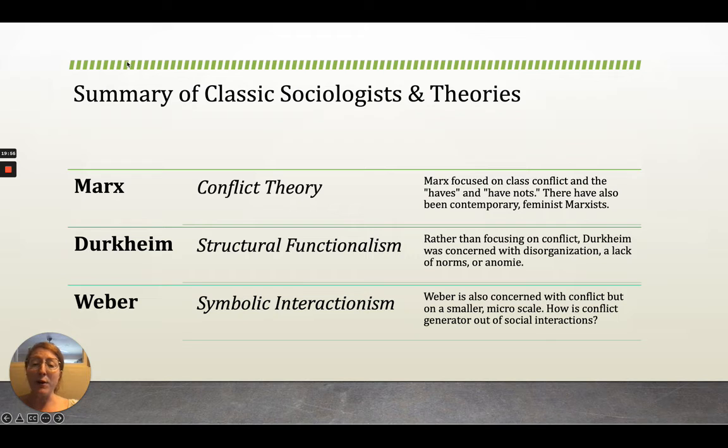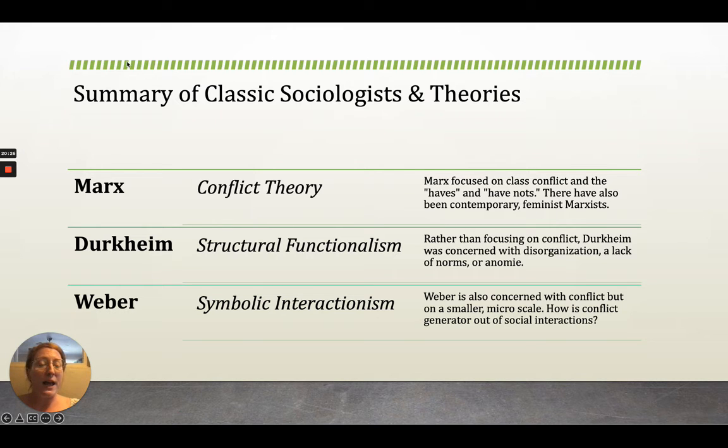And then finally, Weber is associated with symbolic interactionism. So he's also concerned with conflict, but on a smaller micro scale. Rather than looking at these big social institutions, he's looking at how conflict is generated out of social interactions. So individual experiences people have in their everyday lives with each other. And then again, this is something that feminist scholars have also taken and worked on in a more contemporary setting.